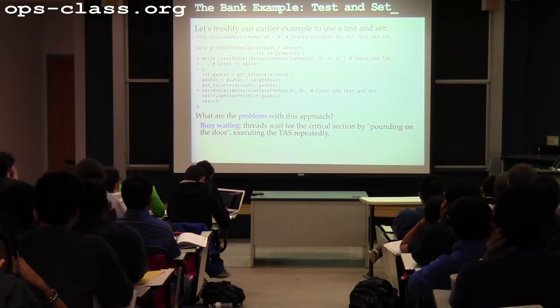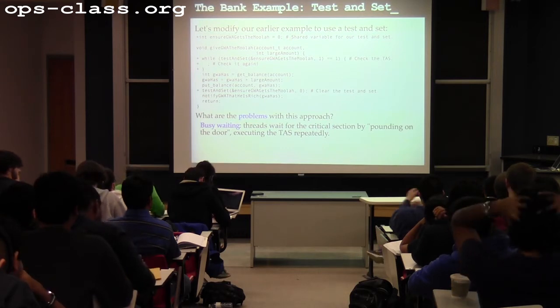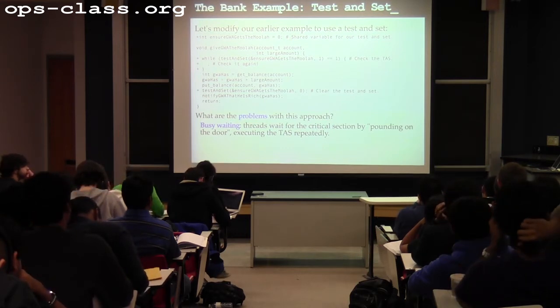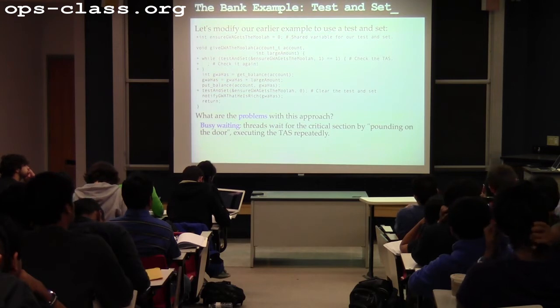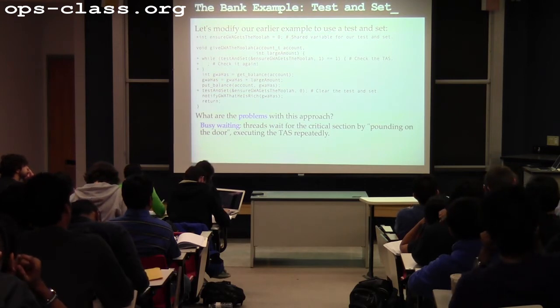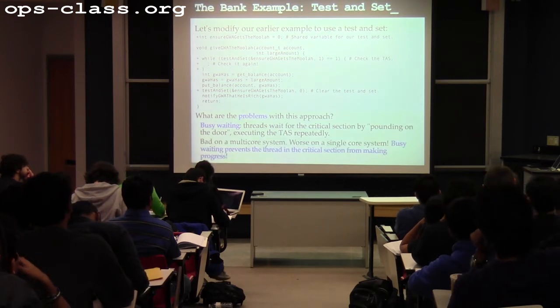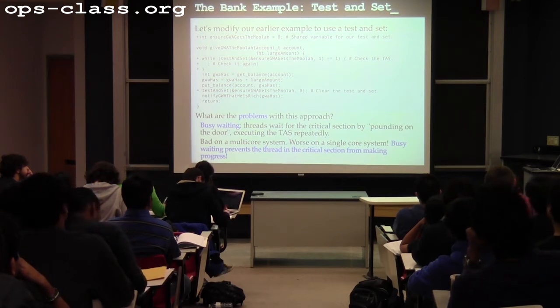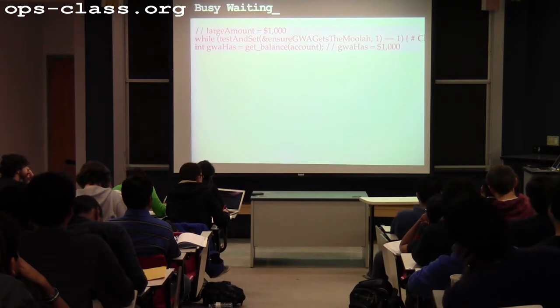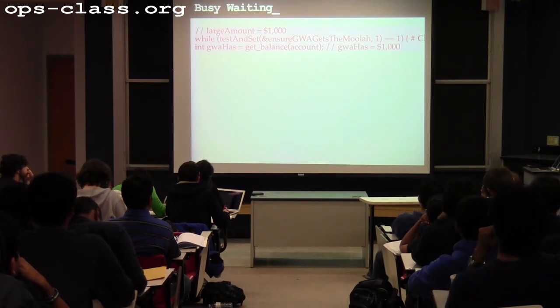Essentially, this is just sitting there pounding on the door waiting to get the resource. While I'm waiting for the resource, I'm keeping the system busy. This is not necessarily great on a multi-core system, but it can be very bad on a single core system in certain cases. So here's how this would look with the example we were using.